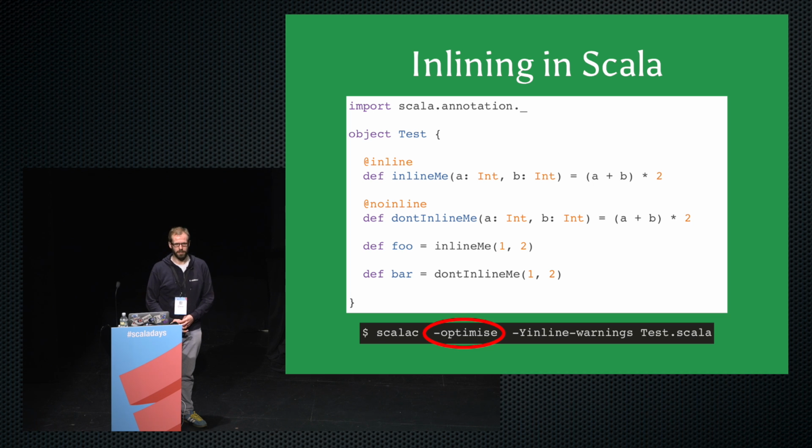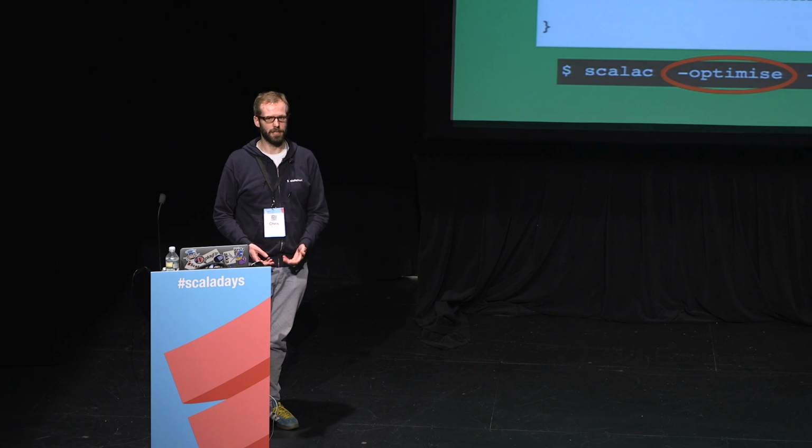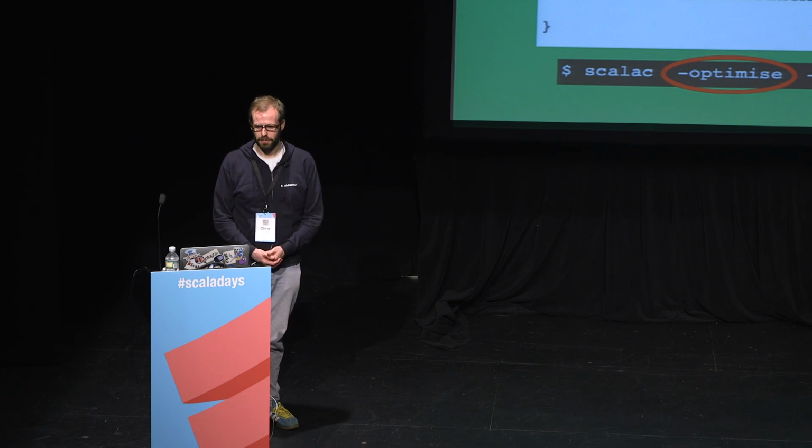But just doing that is not enough. If you don't enable the -optimize flag, then the compiler will not do any optimization. So that includes inlining, so it will ignore these annotations. So don't forget to do -optimize. And it's also worth adding this other option called -Yinline-warnings. If you add that, then it will give you a compiler warning if it wasn't able to inline for whatever reason. So if you annotated your method with @inline, but it couldn't inline it because it wasn't final or whatever, then it will tell you about that.